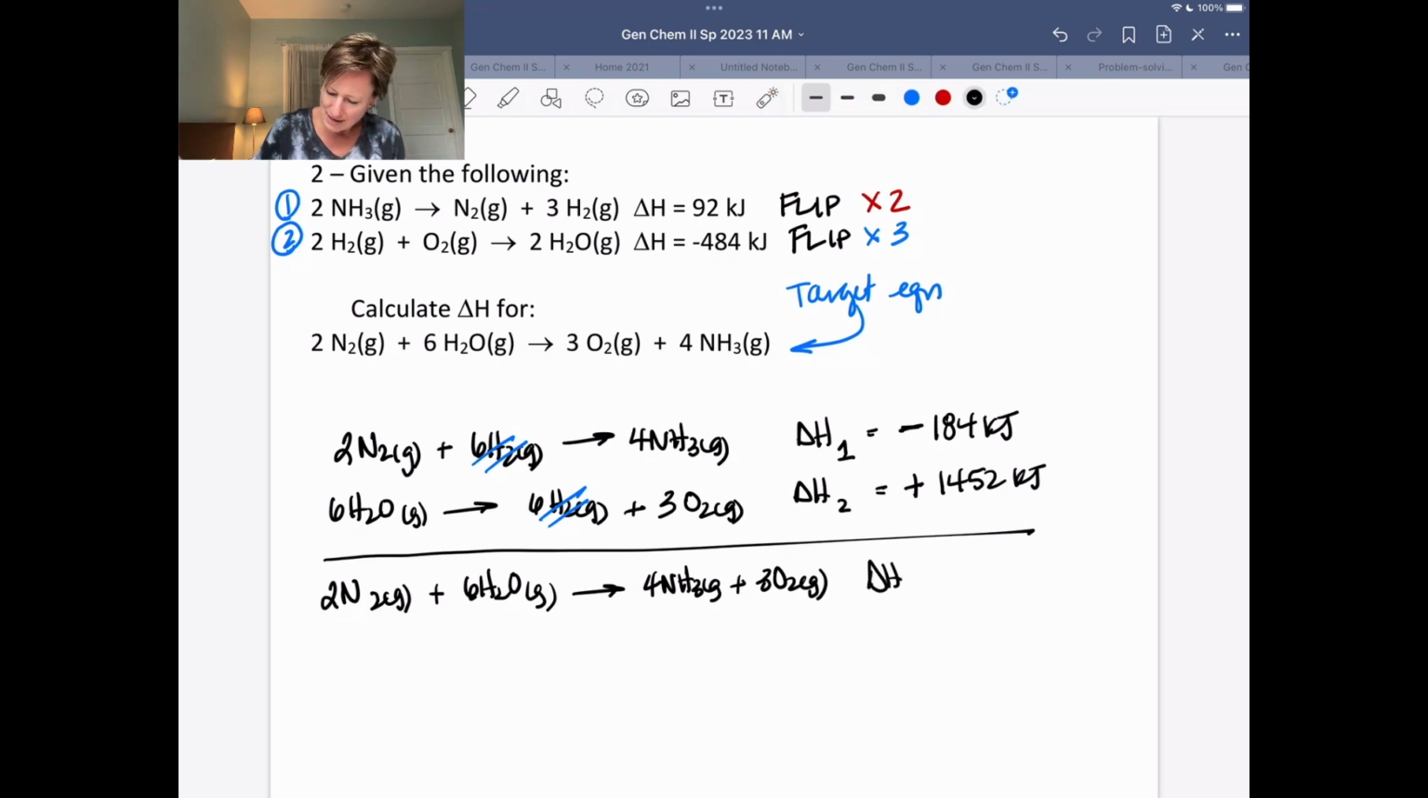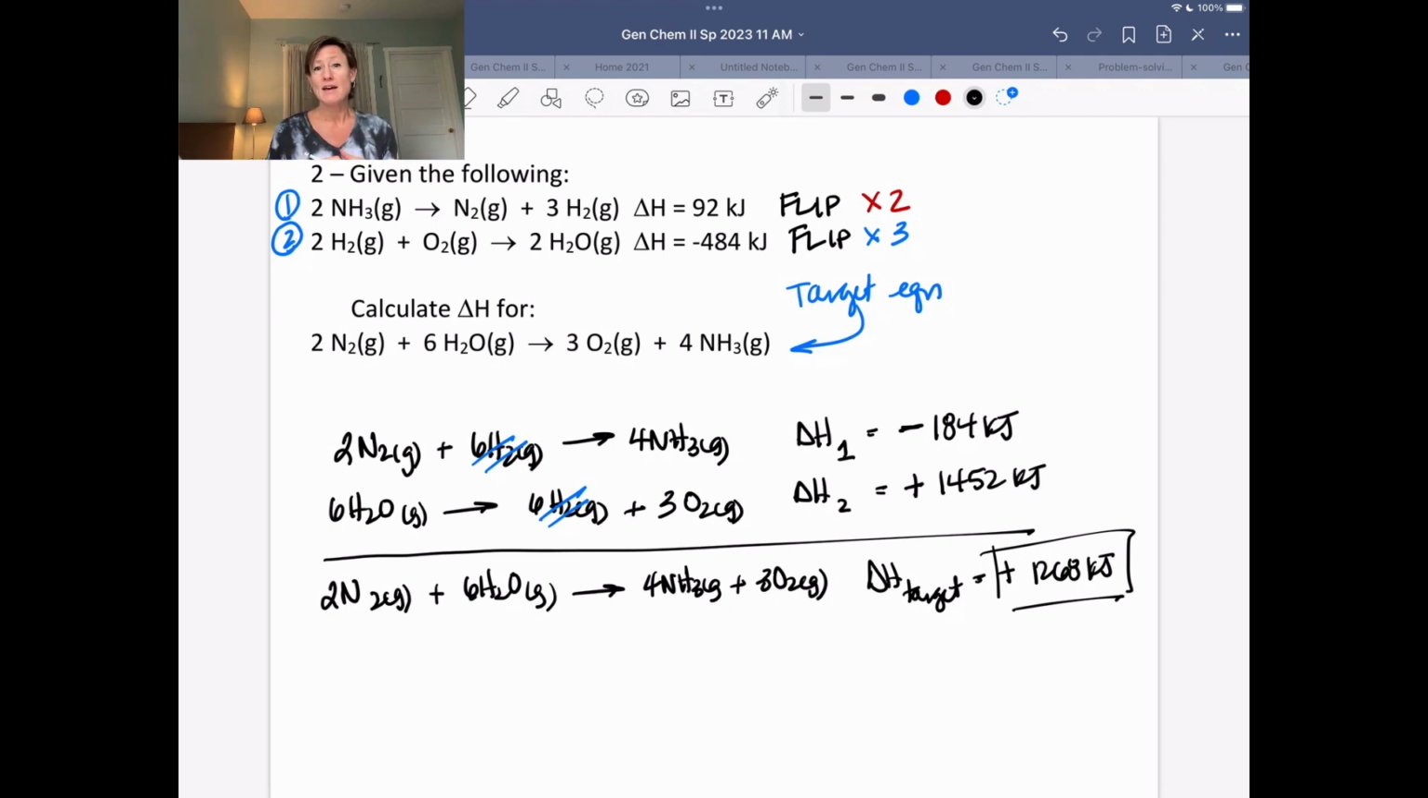Okay, so delta H for our target equation then, I just add up those enthalpies. So it's going to be positive 1268 kilojoules is my final answer. Okay, so that one was pretty straightforward.